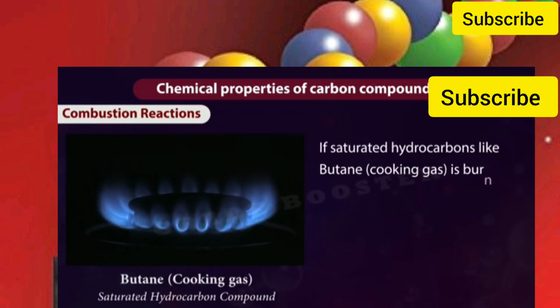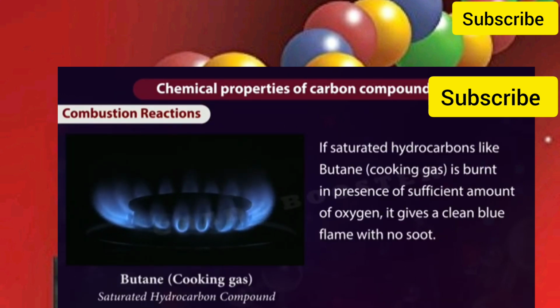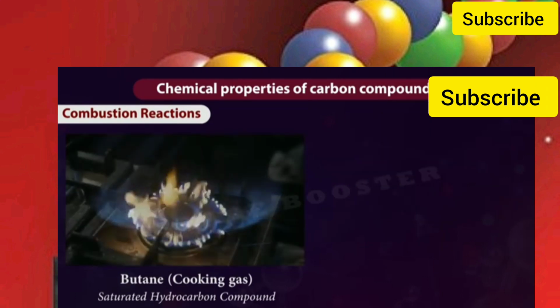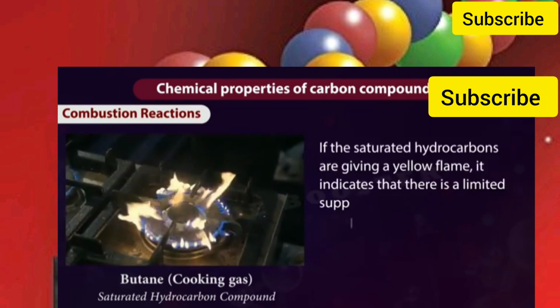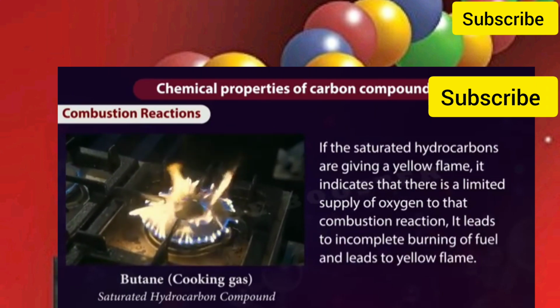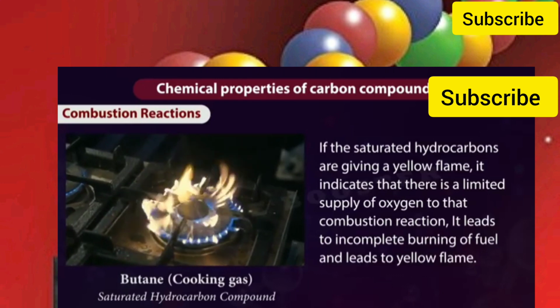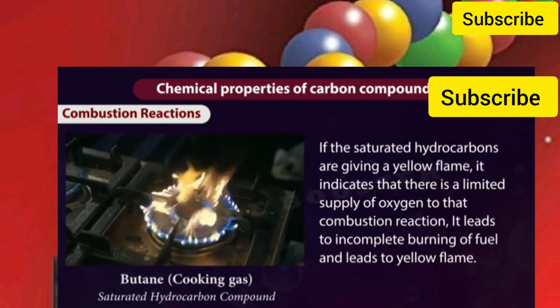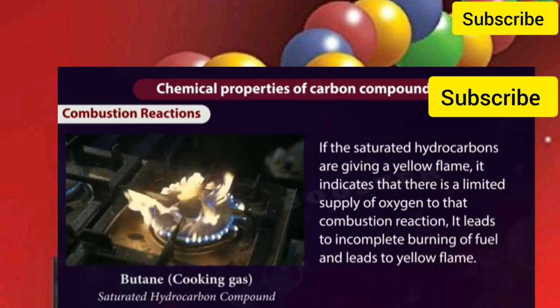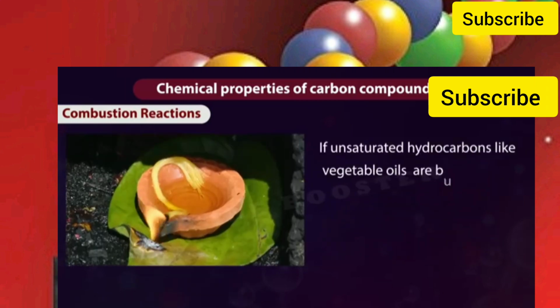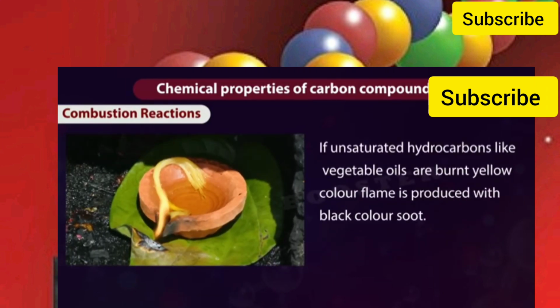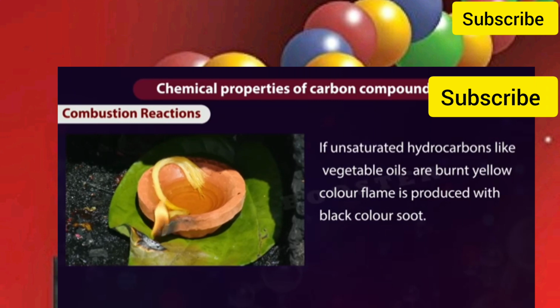If saturated hydrocarbons like butane, that is the cooking gas, are burned in the presence of a sufficient amount of oxygen, it gives a clean blue flame with no soot. If these saturated hydrocarbons give a yellow flame, it indicates that there is a limited supply of oxygen to that combustion reaction. It leads to incomplete burning of the fuel and gives out a yellow flame. If unsaturated hydrocarbons like vegetable oils are burnt, a yellow colored flame is produced with black colored soot.